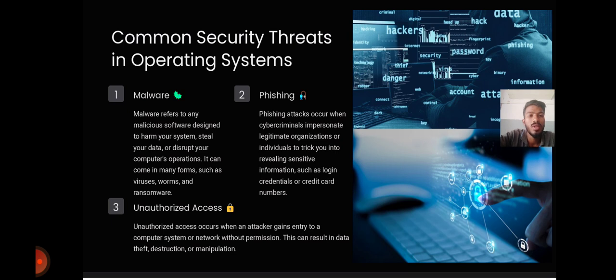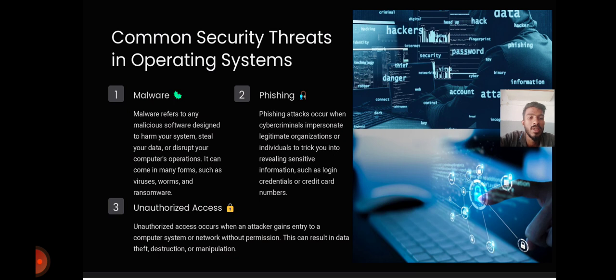Common security threats in an operating system: malware, phishing, unauthorized access. Malware refers to software designed to harm our system, steal our data, or disrupt computer operations. It can come in many forms such as viruses. Phishing. Phishing attacks occur when cybercriminals trick users.